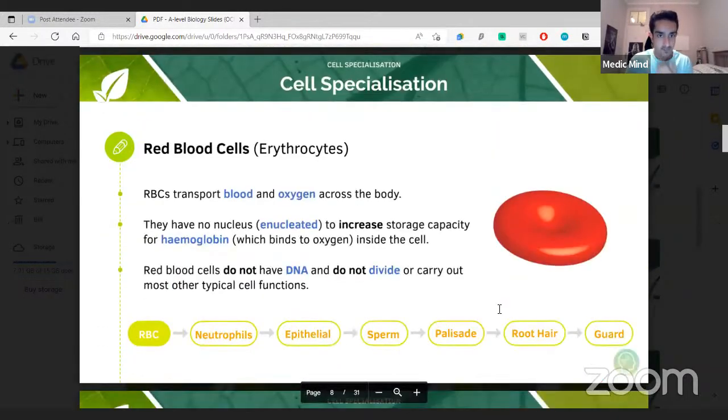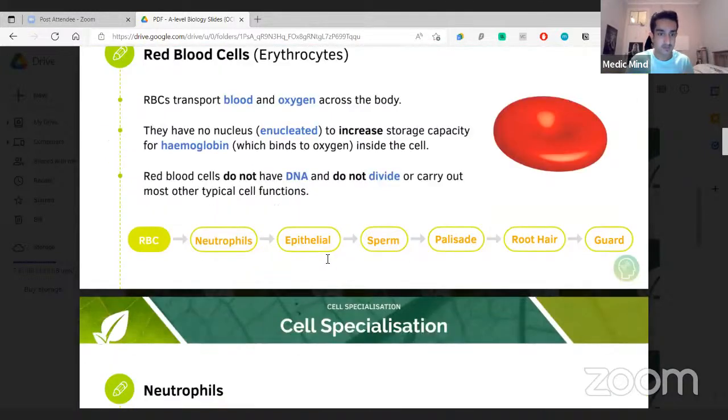So red blood cells are enucleated, which means that they have more space for heme, which means that they can carry more oxygen around the body. They also have no DNA, but they do carry out most other typical cell functions.